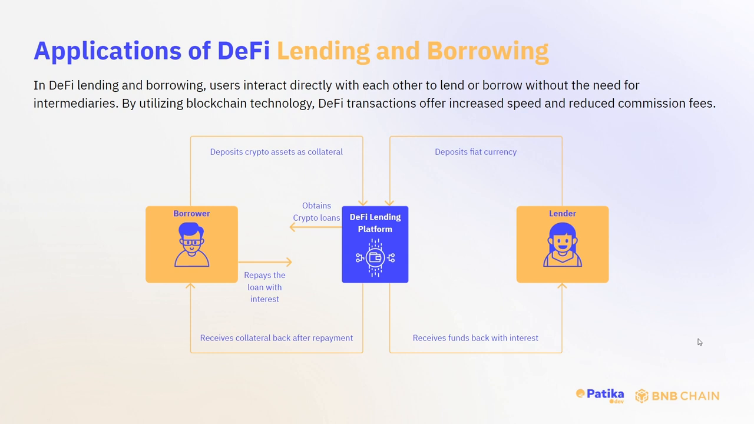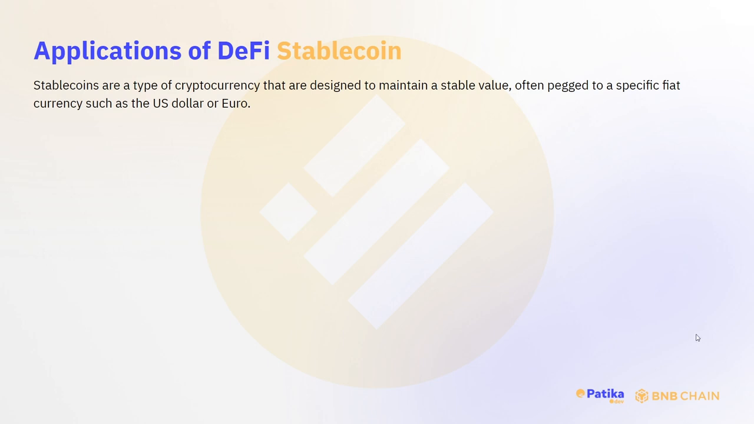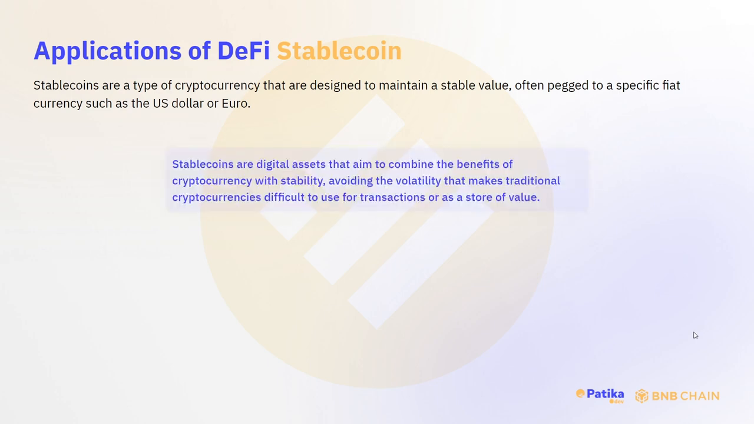And lastly, the borrower receives collateral back after the repayment. Let us see stablecoin. Stablecoins are a type of cryptocurrency that are designed to maintain a stable value, often pegged to a specific fiat currency such as the US dollar or euro. Stablecoins are digital assets that aim to combine the benefits of cryptocurrency with stability, avoiding the volatility that makes traditional cryptocurrencies difficult to use for transactions or as a store of value.